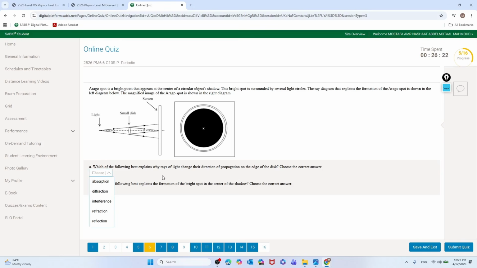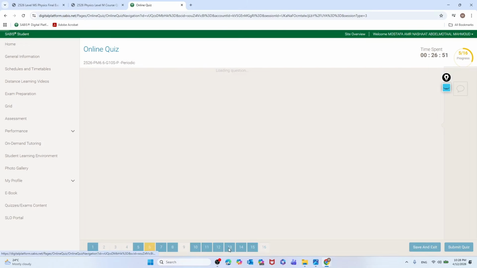Which of the following explains why rays of light change their direction? Well, this is diffraction. What? Oh, or is it refraction? Refraction, I'm going to say refraction. Diffraction is when they spread, right? Actually forgot. If it's wrong, then yeah. Which of the following best explains the formation of the bright spot? This is constructive interference. And question 13.